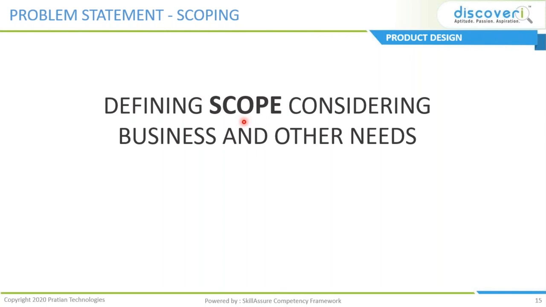So for our application, we need to define what is going to be the unique selling point, or what is the most important feature. That is called defining the scope. So let us define what things are the most important for our application.